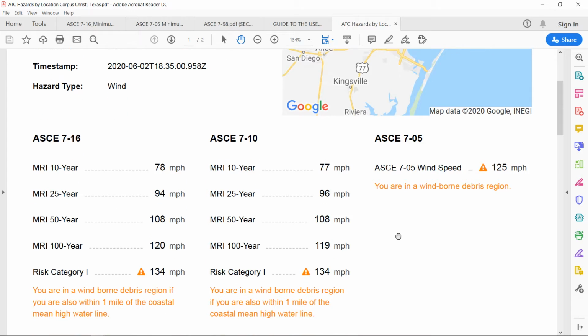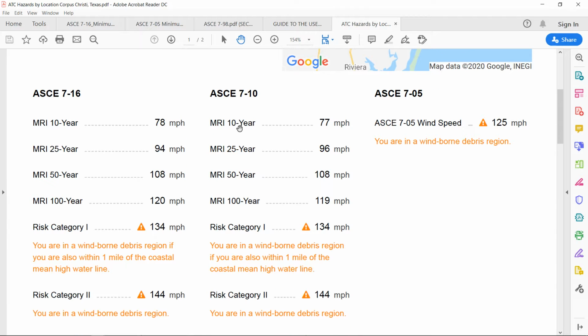And for category 2, as per ASCE 7-10, when the risk category is 2, the wind velocity is 144 miles per hour. And ASCE 7-16 also recommends for risk category 2 the wind speed as 144 miles per hour. Now the question is, what is the difference in ASCE 7-05 provision, 7-10 provision and 7-16 provision? Let me explain one thing.